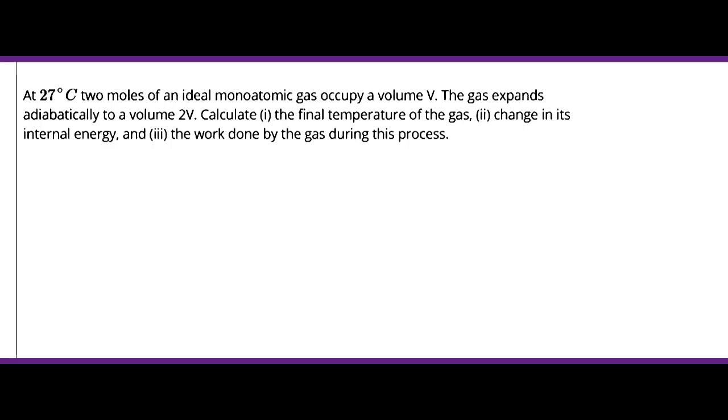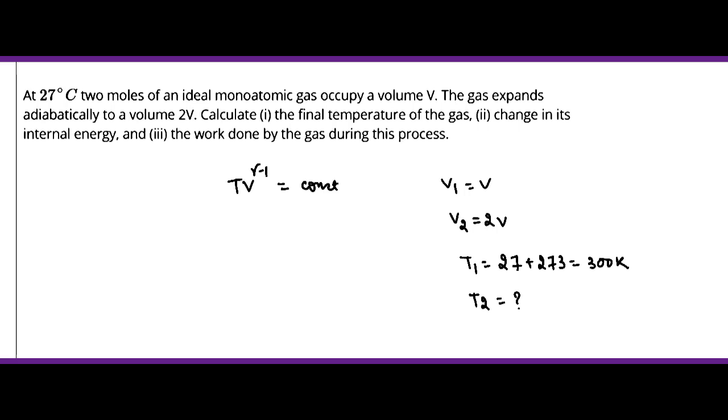Now in the question they are saying that the process is adiabatic, and in an adiabatic process the relation between the temperature and volume is given by the equation TV^(gamma minus 1) equals constant. The initial volume is given in the question, which is V, and the final volume is 2V. The initial temperature is 27 degrees centigrade, or I can change it into Kelvin, so it is 300 Kelvin, and we have to find out the final temperature of the gas.